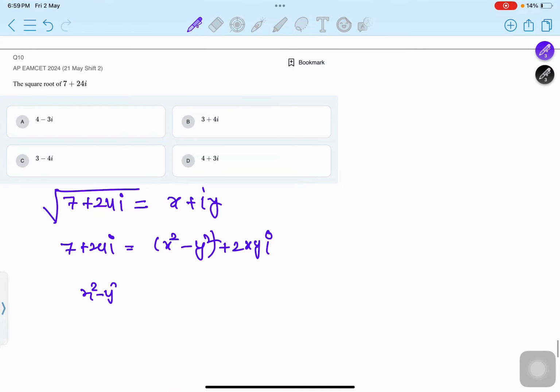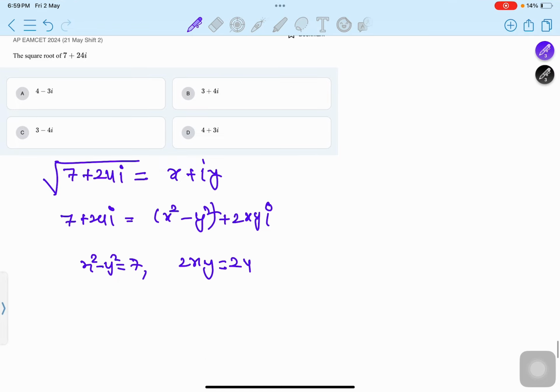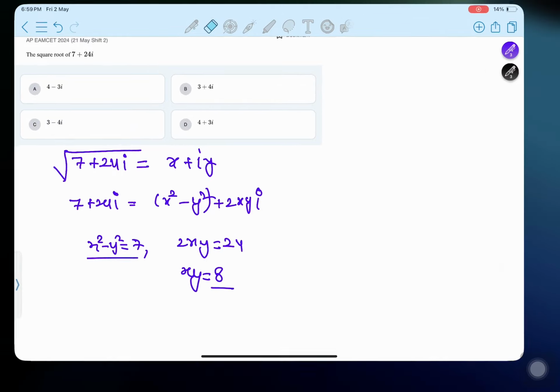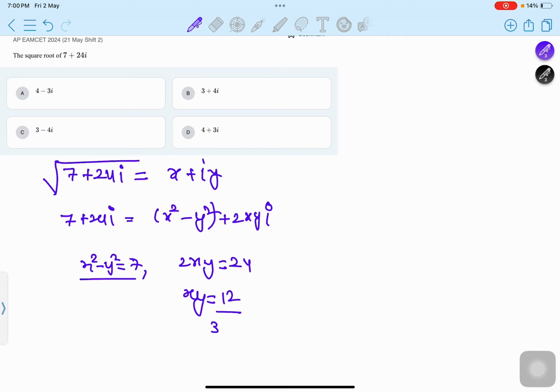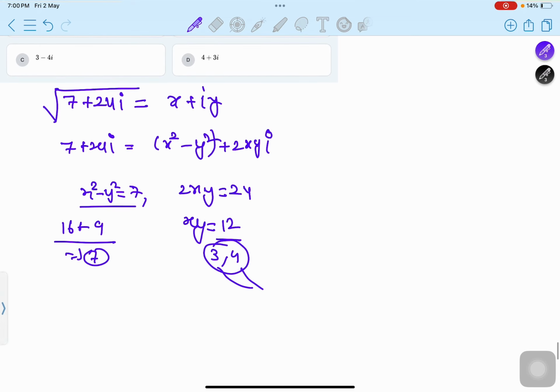So x square minus y square equals 7, right? 2xy equals 24. Apply the hit and try method. Any two numbers whose difference is 7 and whose product is 12, guess those two numbers, so 12 is possible with 3 or 4 only. So check that: 4 square is 16, and 3 square is 9. So 7 is possible. So that's why 3 and 4.